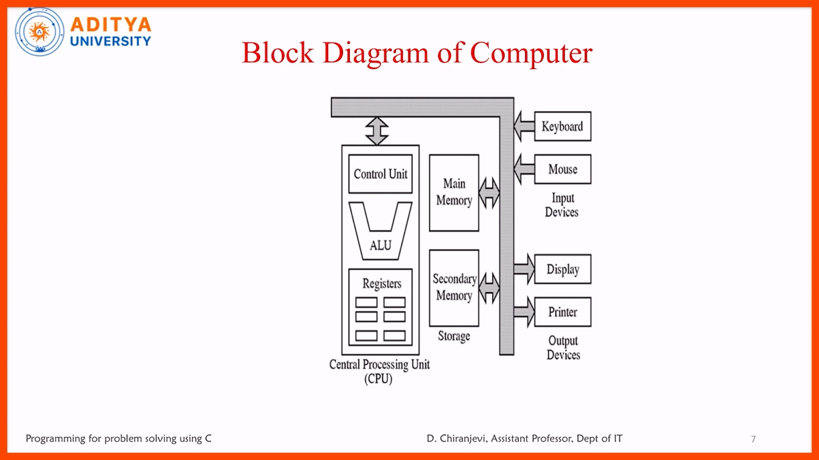And there is a memory section. This memory section has primary memory and secondary memory. In primary memory, all the operations and processing tasks are performed, and in secondary memory, the information is stored. We also have input devices, which receive information from the user, and output devices, by which you can display the information on the monitor.